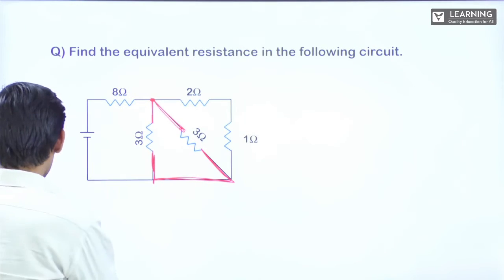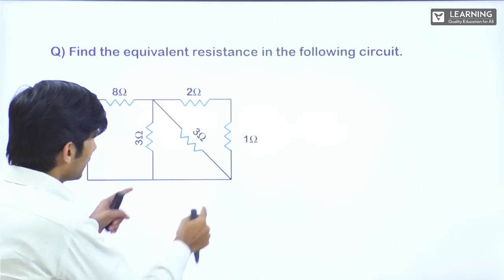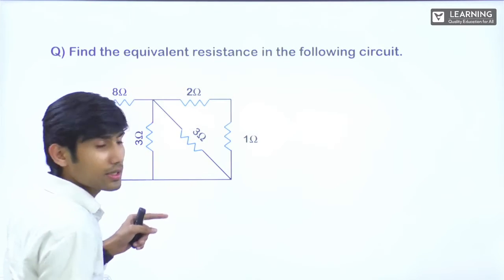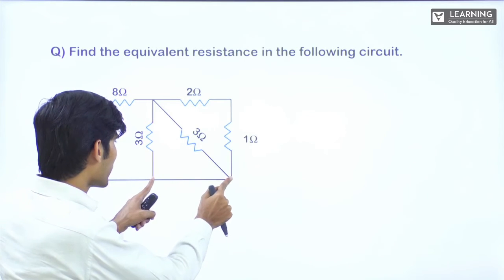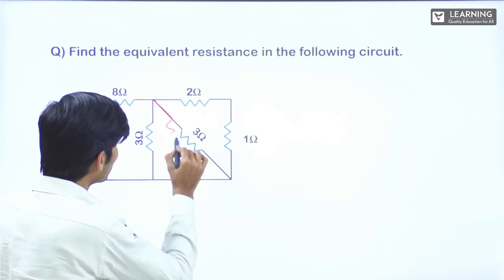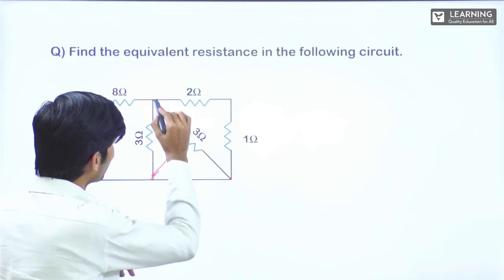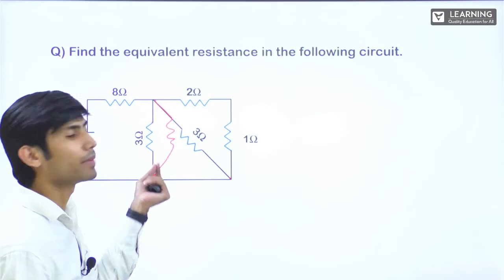Correct? Now, if here there is no other resistor, this is basically a short circuit, a direct wire is connected, I can make this point near to it. If I bring this point near to it, this resistance will become like this, the same 3 ohm. I am just shifting this point. So these two are in parallel.